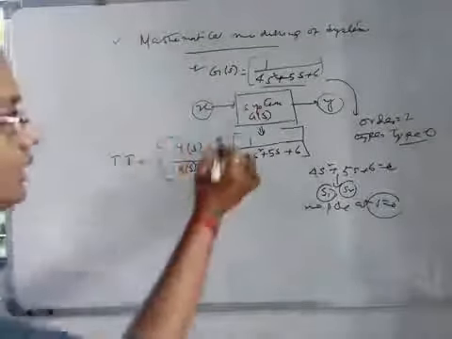Here, the first example we are taking for modeling of the electrical system is one RL circuit. This is one RL circuit with resistance R and inductance L.